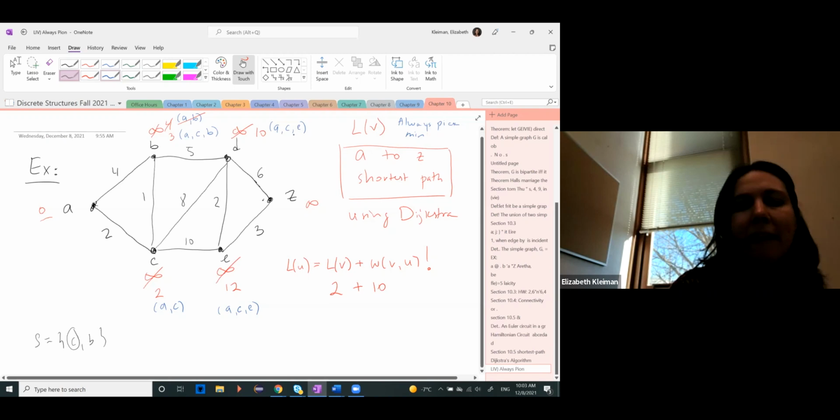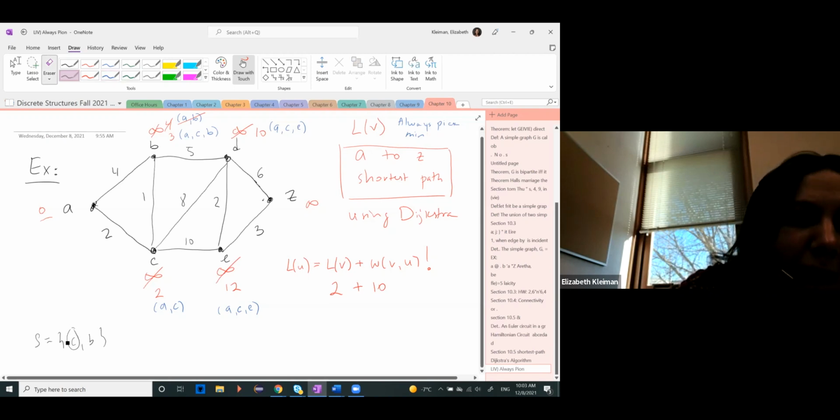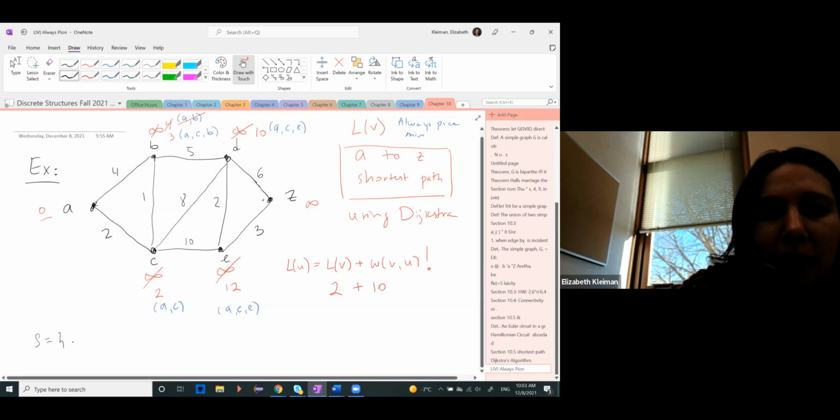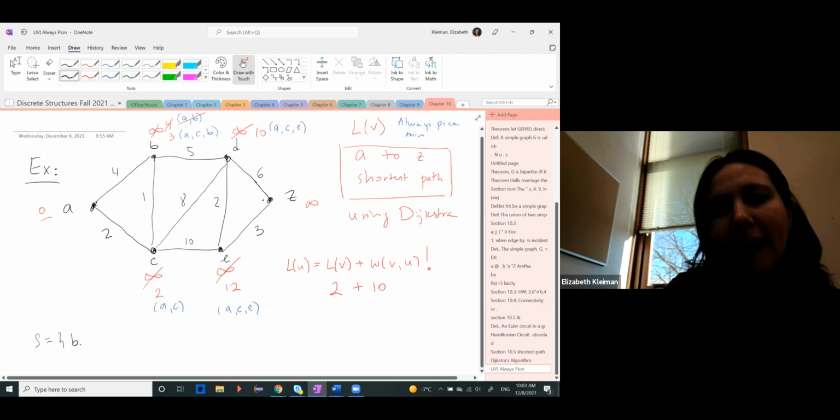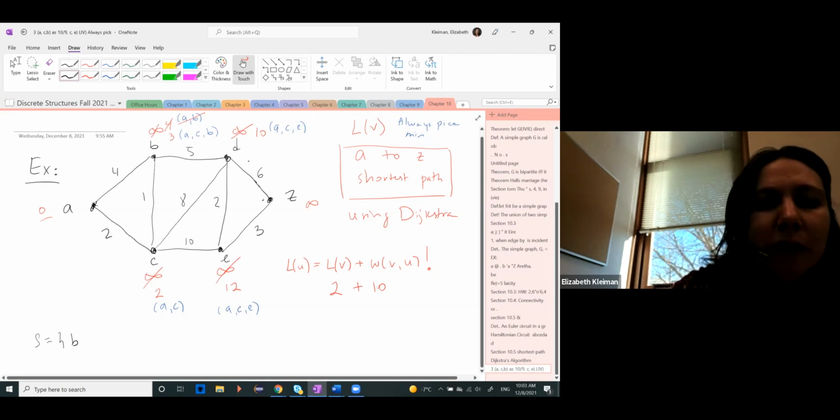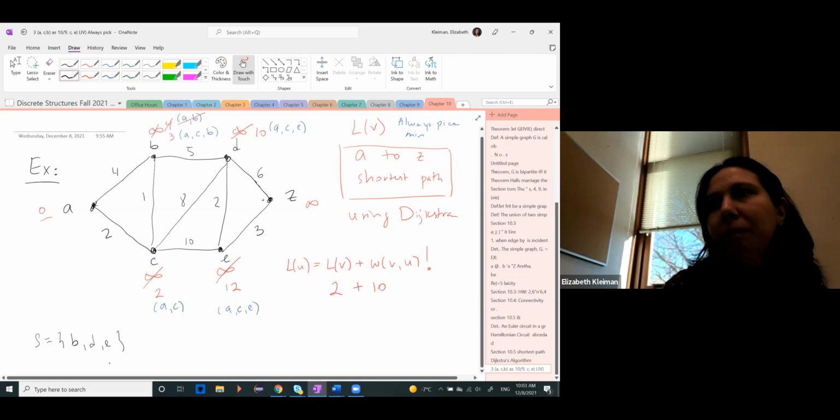Okay? Now, I am done with that node C. I already explored it. So in my set S, I have nodes I did not explore yet, but I already touched them, so they're not infinity. I can pick one of B, D, or E. So which one am I picking?